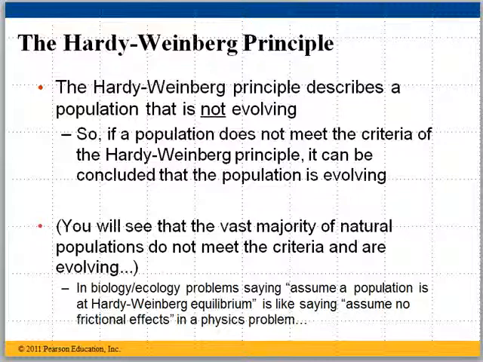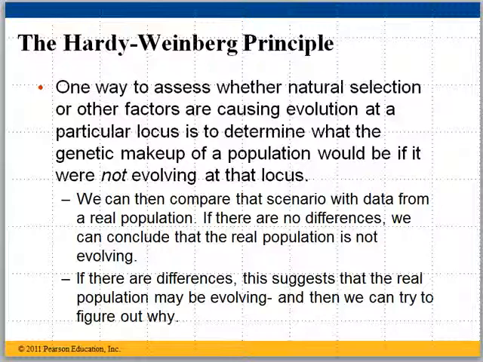So why would we use this tool? Why would we use this Hardy-Weinberg equation of a non-evolving population that virtually never actually exists in nature? Well, one way to assess whether natural selection or other factors are causing evolution at a particular locus is to determine what the genetic makeup of a population would be if it were not evolving at that locus. And then we have something to compare to.